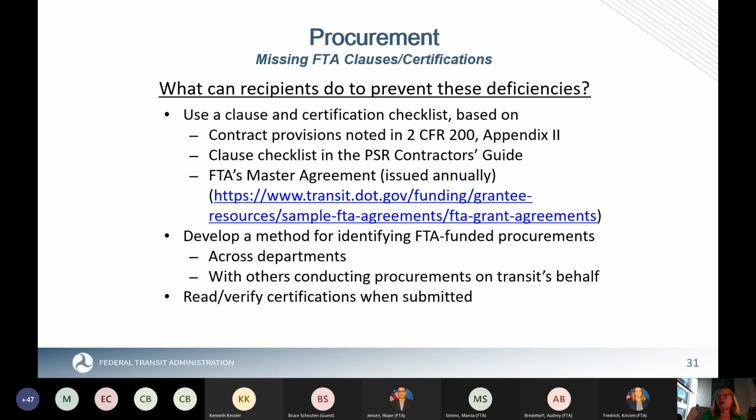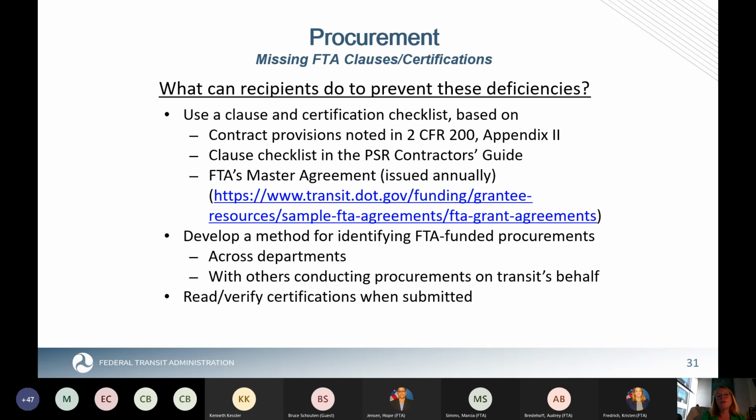FTA's master agreement also from time to time changes and includes additional items that you need to put into your third-party contracting agreements. And so we recommend that every year you get a copy of the latest master agreement, look at the summary of changes, and see if there have been any new requirements that may impact your procurement process. The master agreement is dated October 1st of every year. Sometimes it's published a little after that, but each year FTA provides an amended master agreement that all recipients are bound by.